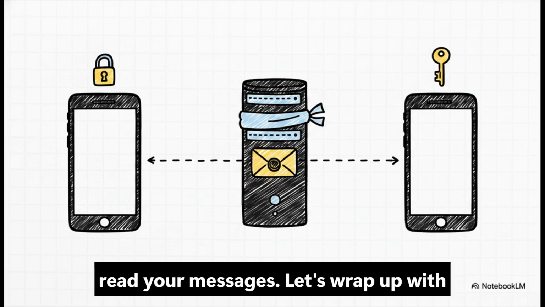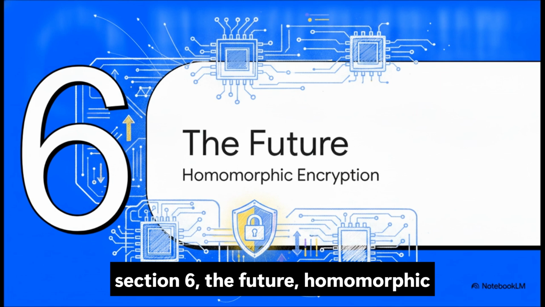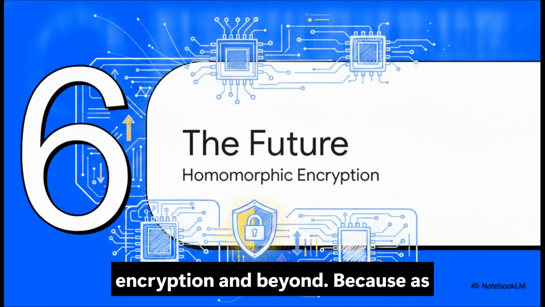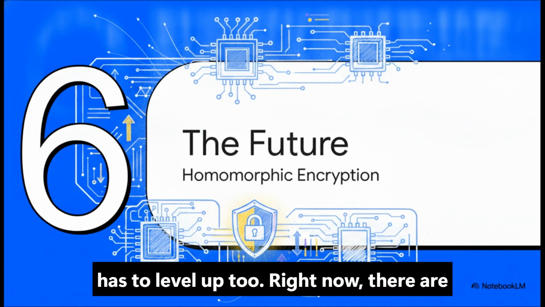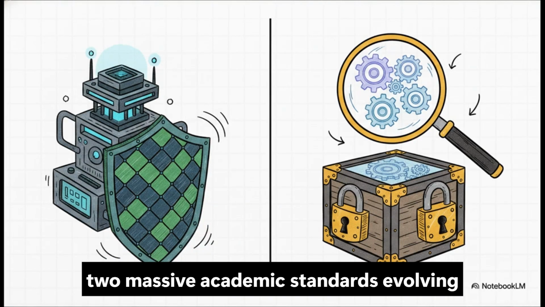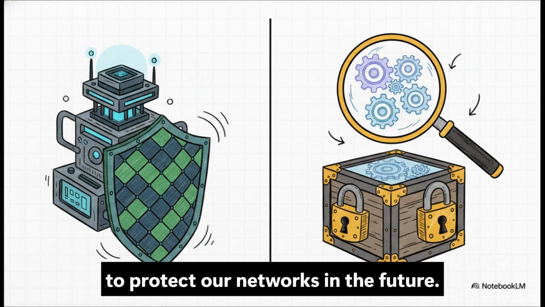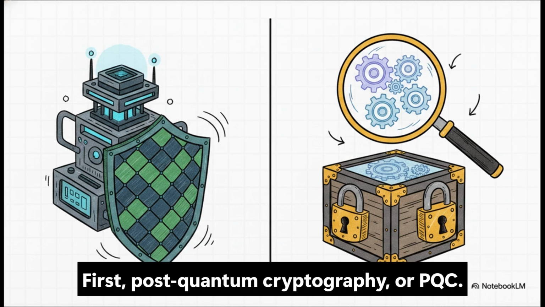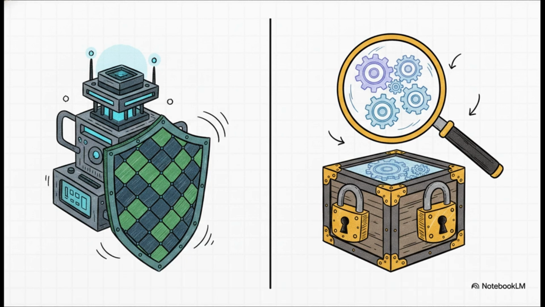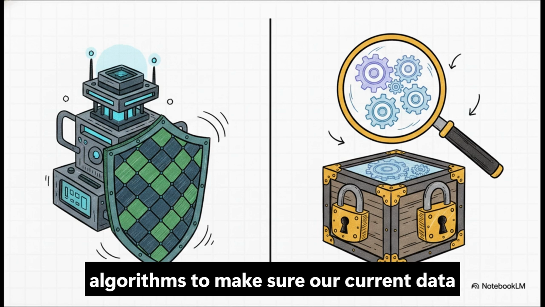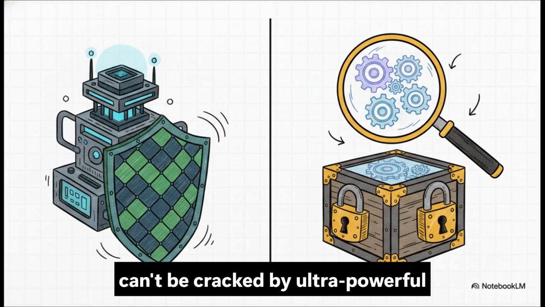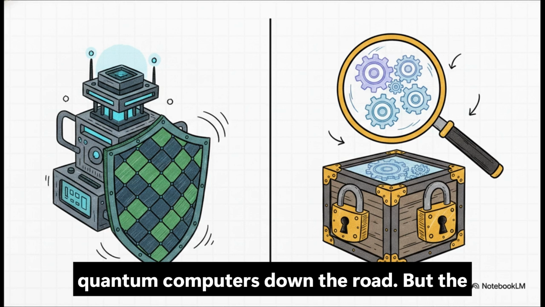Let's wrap up with Section 6, the future, homomorphic encryption and beyond. Because as computers get faster, our cybersecurity has to level up too. Right now, there are two massive academic standards evolving to protect our networks in the future. First, post-quantum cryptography, or PQC. The community is actively standardizing these really robust lattice-based algorithms to make sure our current data can't be cracked by ultra-powerful quantum computers down the road.